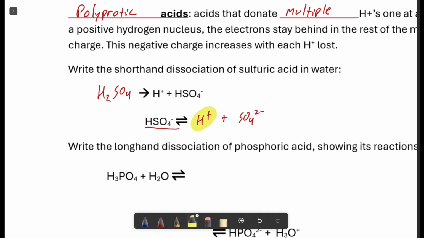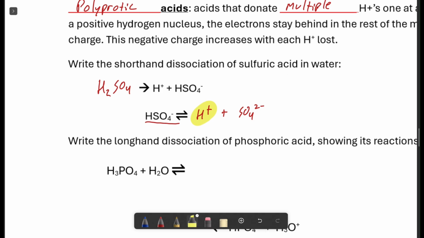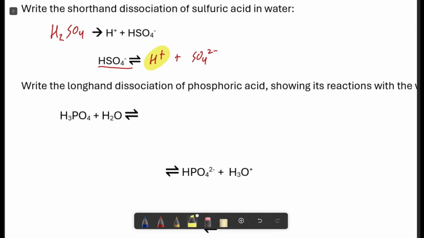Now this is shorthand because that's H plus. If I want to really show what's happening, then I would show hydronium. So let's do that with phosphoric acid. H3PO4 plus H2O does a reversible reaction. What is my first thing I'm going to write here? I can start with either one, but let's start with hydronium. I got H3O positive. I'm increasing the hydronium because it's an acid, so that H came from the H3PO4.